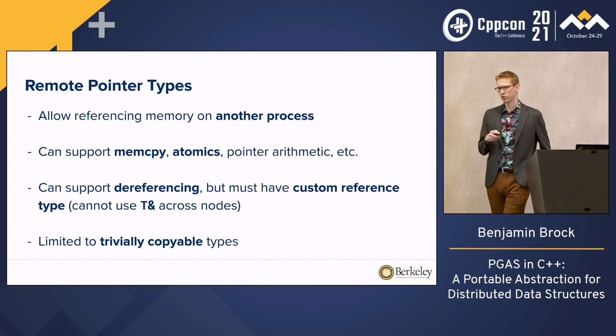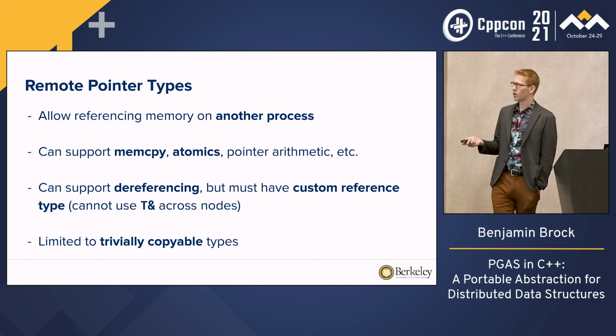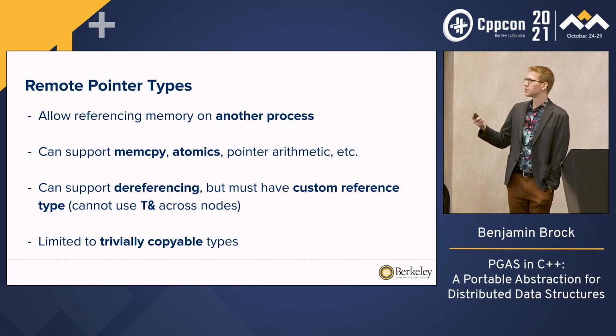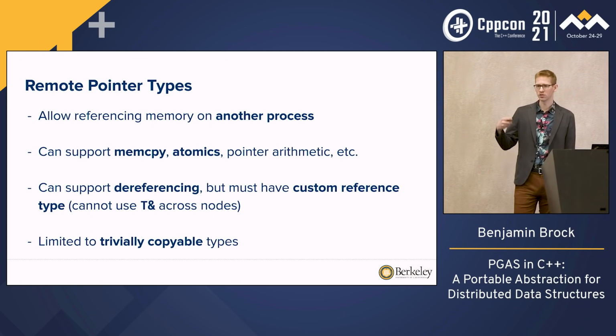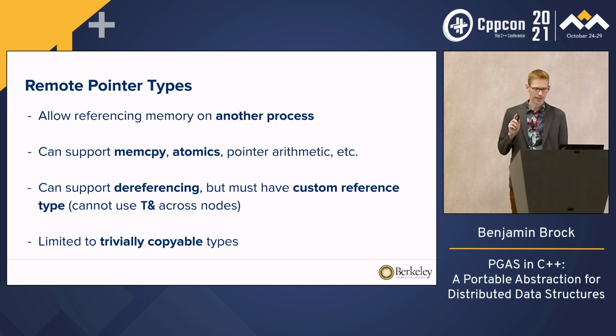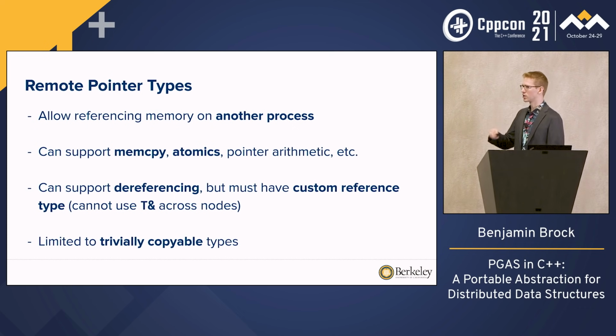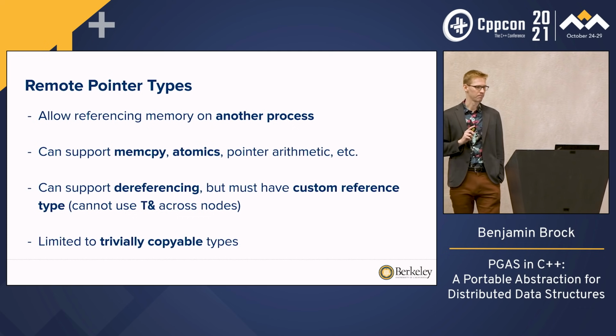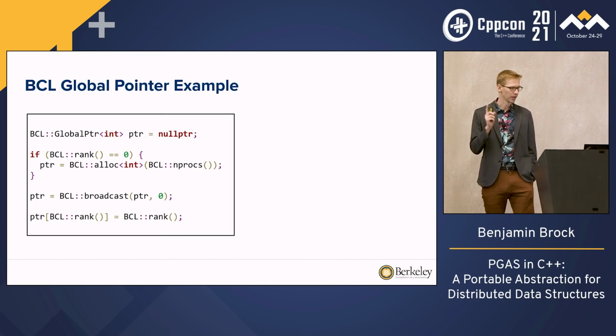Okay, so now we have these remote pointers. They allow referencing memory that lives on another process, and they can support all kinds of nice memory operations, including dereferencing, with the limitation that we have to have a custom reference type. But they're limited to trivially copyable types. Now, when it comes to data structures, we can move beyond this and store non-trivially copyable types as well. But we'll discuss that later.